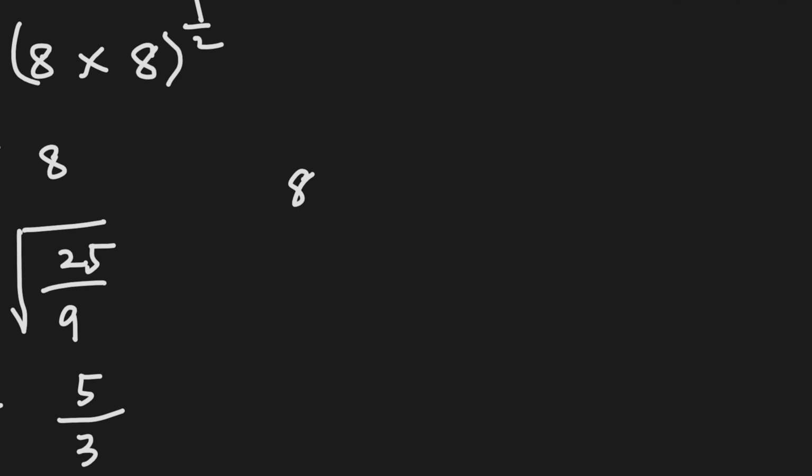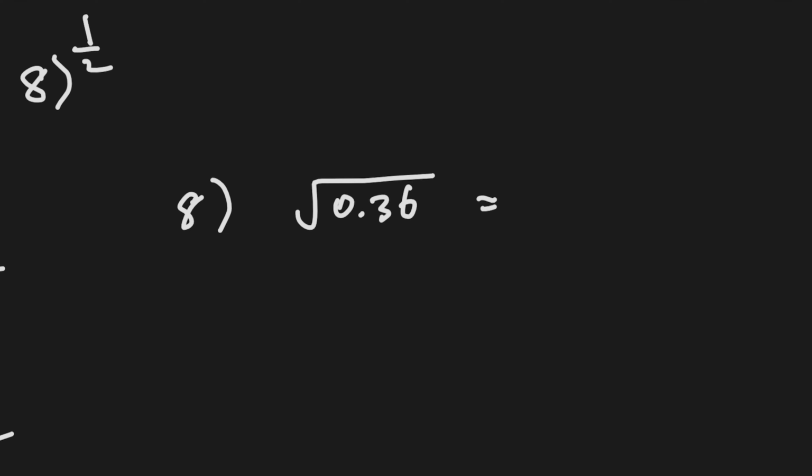Now same thing if you have a square root of 0.36. You can remember that the square root of 36 is actually 6. So therefore it's 0.6.